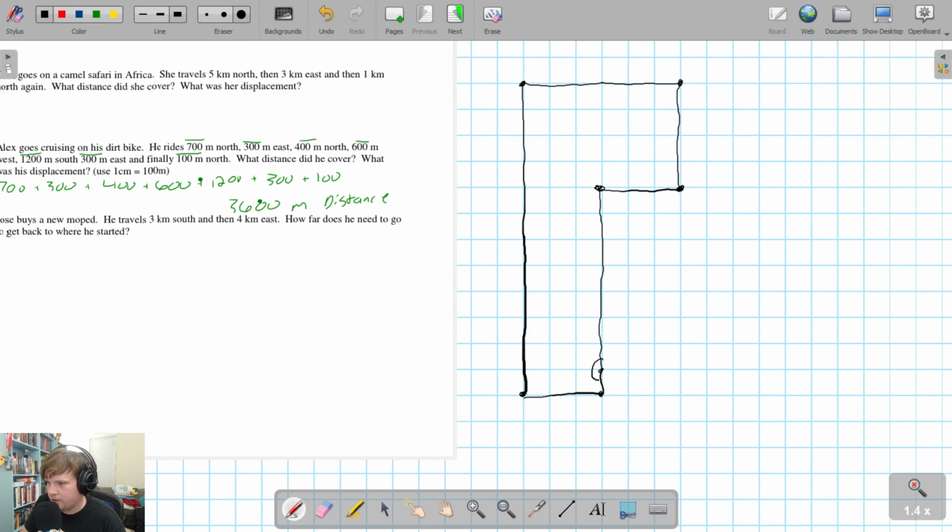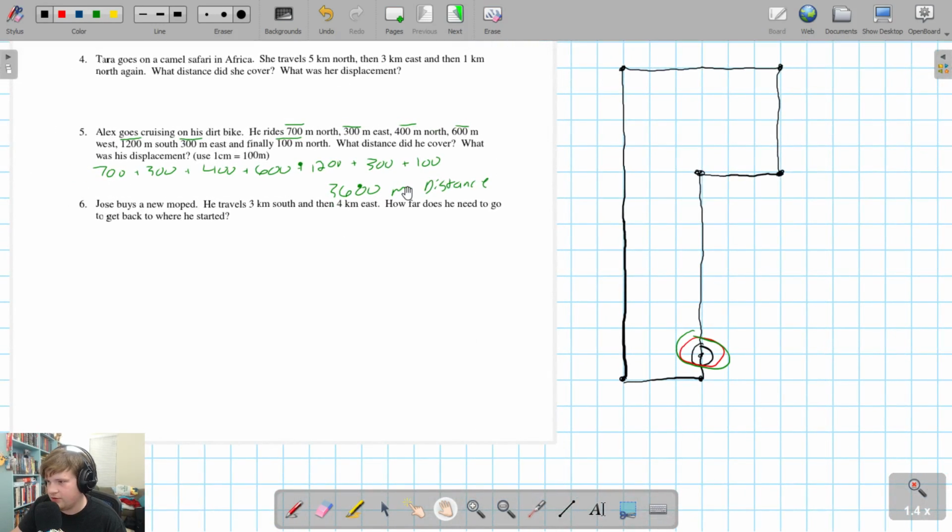Whoop! Look at this. 3 different colors. Look where we ended. We ended where we started. So, distance: all you have to do is add it up. Displacement: you just got to know that you end where you start. And when you end where you start with displacement, your displacement is equal to 0. There we go. Done.